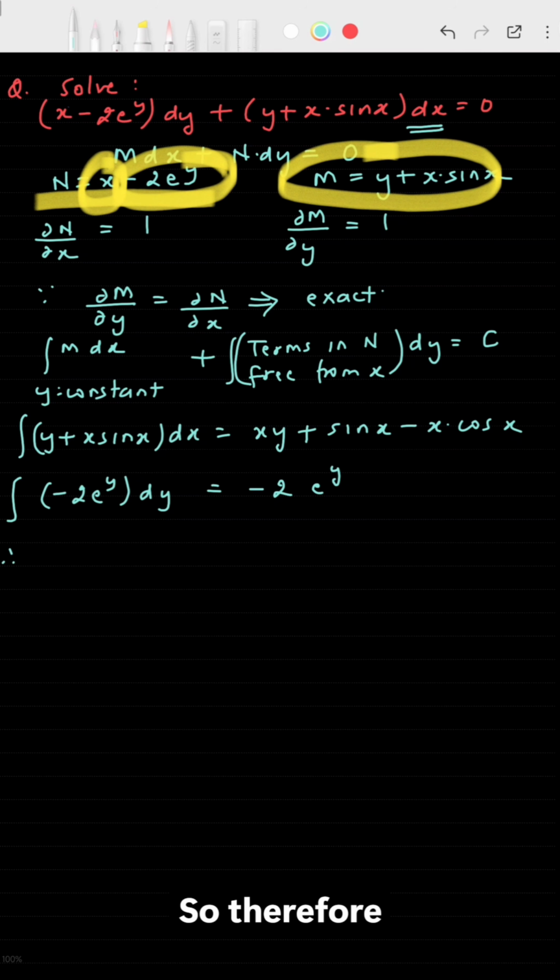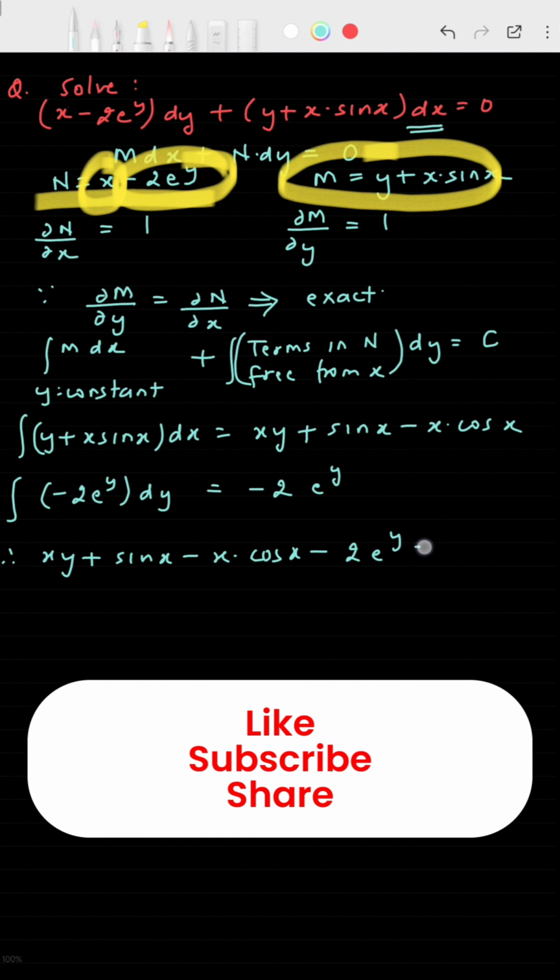So therefore the general solution, or the solution of the given exact differential equation, is going to be x y + sin x - x cos x, and then the other part is going to be -2e^y, is equal to c. So that's the solution.